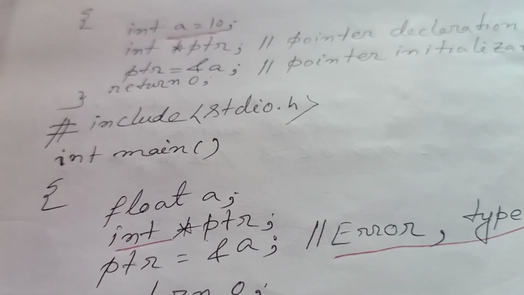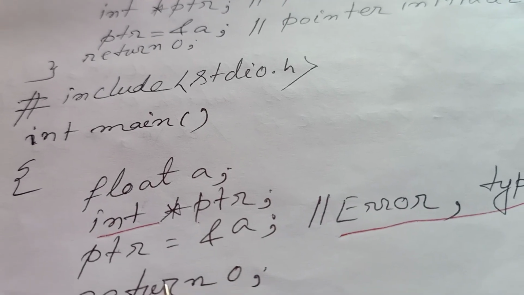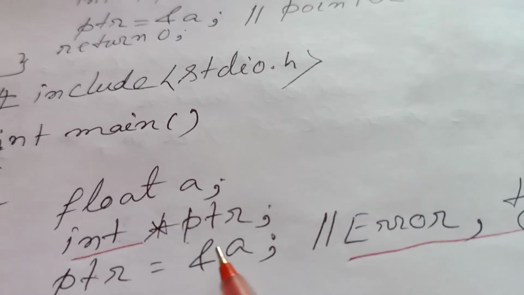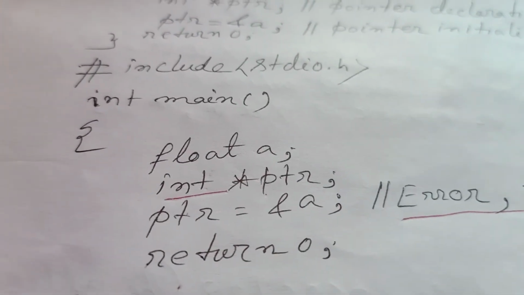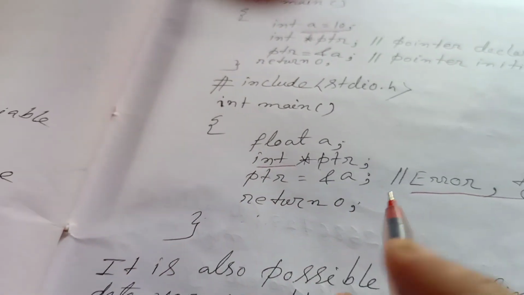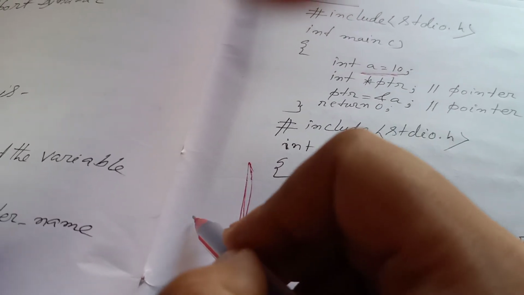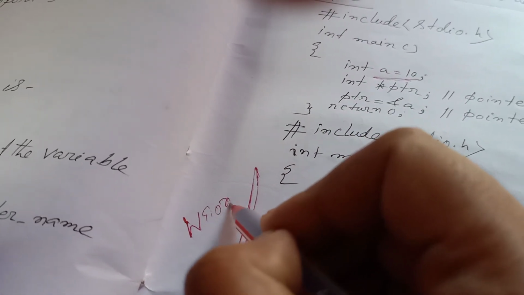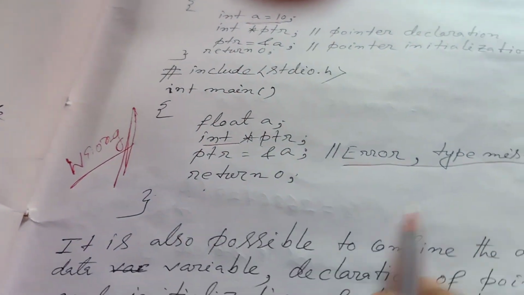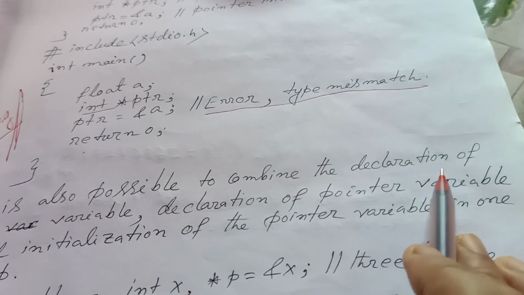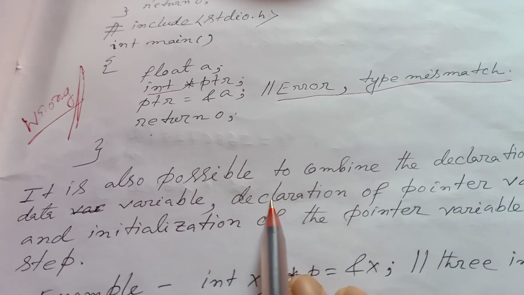So if there occurs any type mismatch for data type, that will cause an error and the code will not be executed. Okay. So this example is wrong for type mismatch.